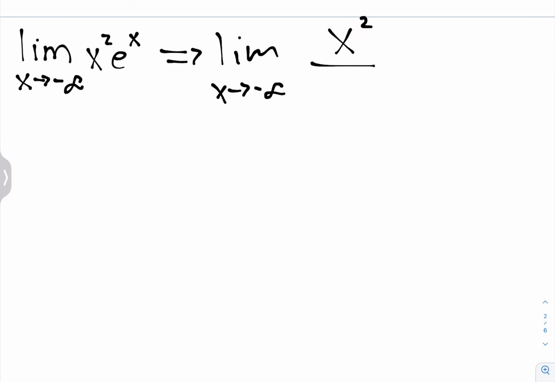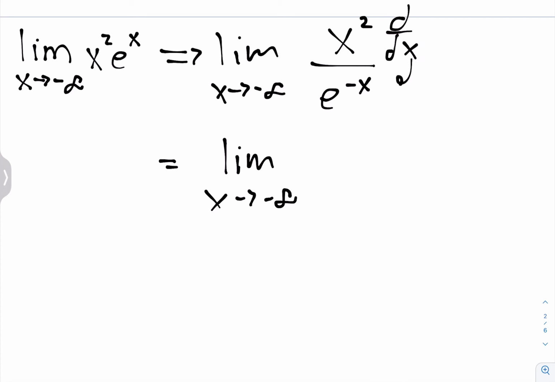So we can rewrite this as the limit as x approaches negative infinity of x squared divided by 1 over e to the x, or just e to the negative x. Okay, that's going to be the same as, well, let's think about it. If we were to plug in negative infinity for x right now, we would get negative infinity squared for this divided by e to the negative negative infinity. So we're going to have to differentiate the top and the bottom here.